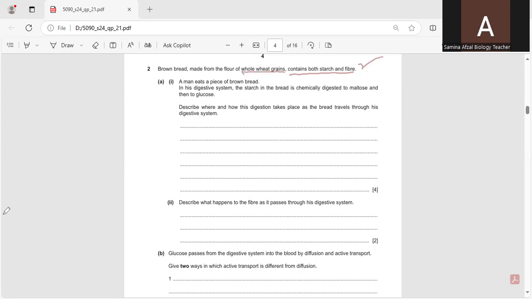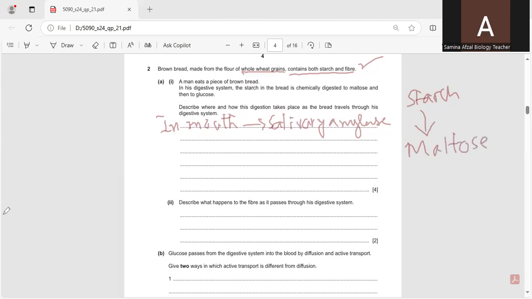First of all, I would like to say that the digestion of starch starts in the mouth, where salivary amylase breaks down the starch. Starch is broken down into maltose with the help of amylase, and then maltose is broken down with the help of maltase, which is the enzyme, into glucose.